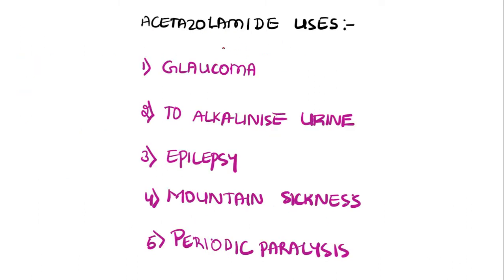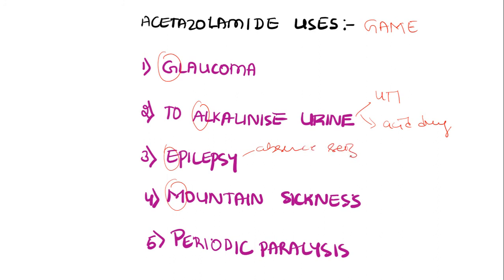So what are the uses of acetazolamide? They can be remembered with the mnemonic GAME. G stands for glaucoma, A stands for alkalinize the urine, M stands for mountain sickness, and E for epilepsy. In glaucoma it is used as an adjuvant drug along with ocular hypotensives, and it is used to alkalinize the urine in case of urinary tract infection, as well as to remove acidic drugs. In epilepsy, especially absence seizures, it can be used as an adjuvant drug whenever the primary drugs are not effective in treating absence seizures.